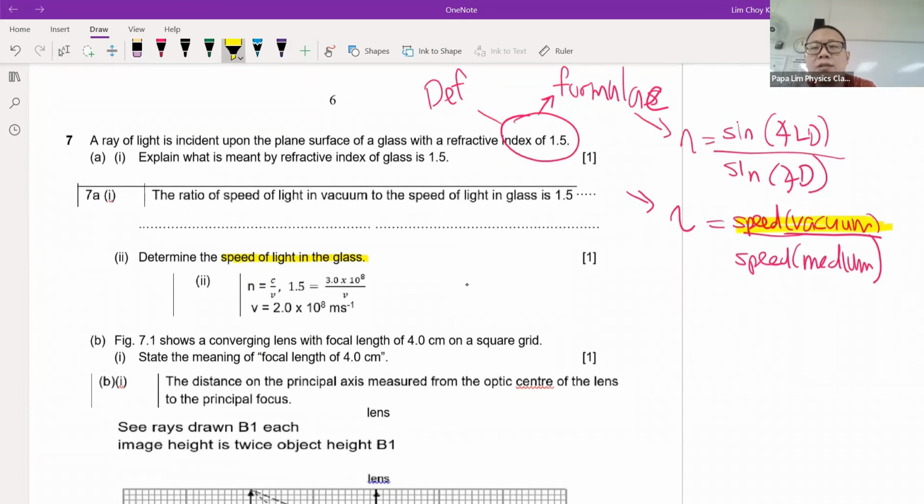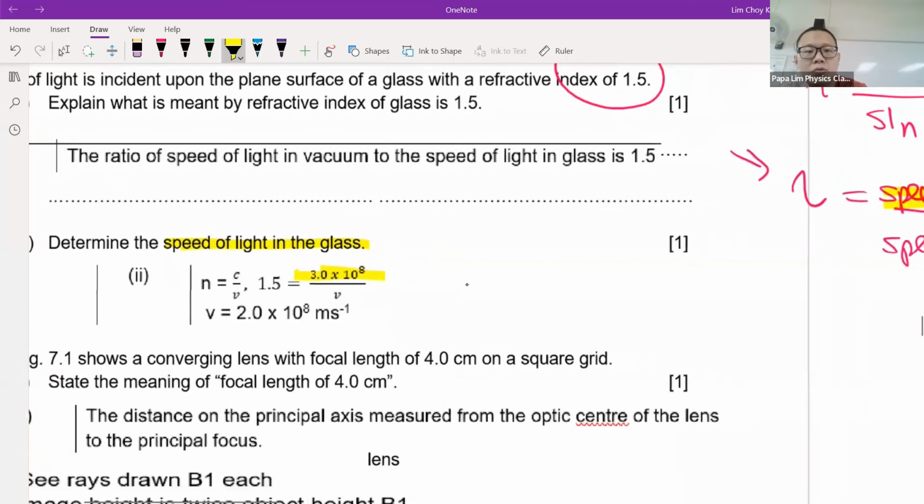Firstly, the gravitational field strength is 10 newton per kg. The other constant that we expect students to know, and we will not give, is the speed of light in vacuum, or speed of transverse wave, which is 3 times 10 power 8. So these two numbers, students have to take note: you have to know these values.